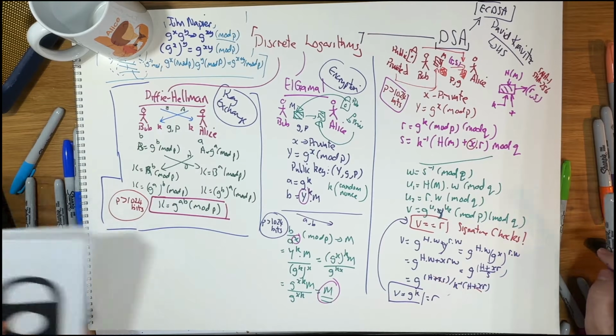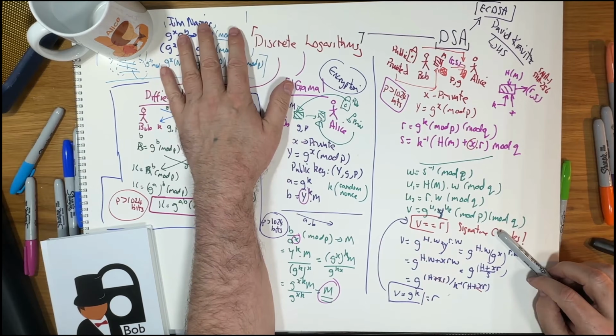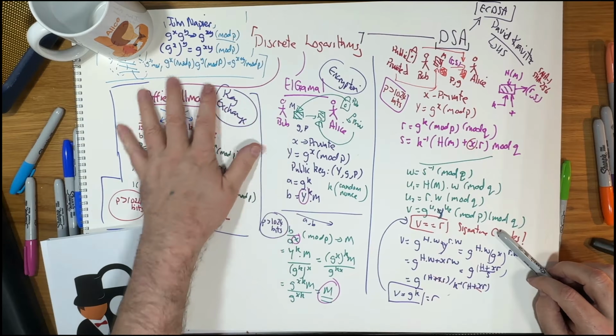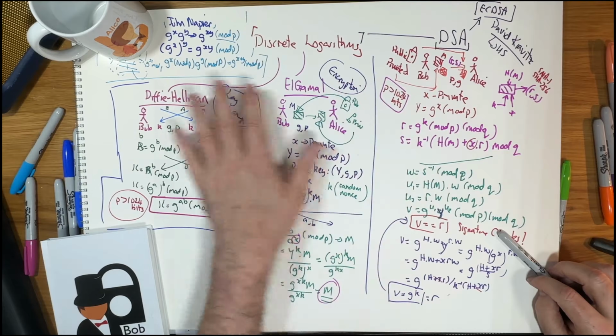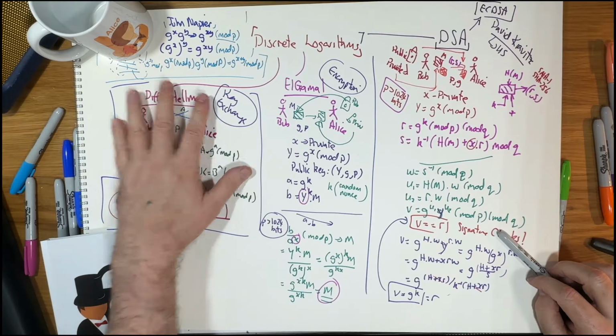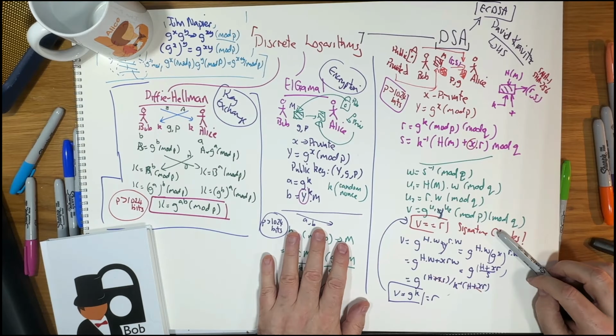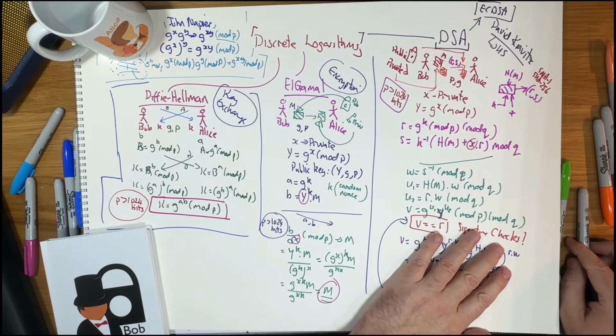So what we've covered is discrete logarithms and how they're actually created. Then we looked at the three main places that we can use discrete logarithms: for key exchange, for encryption with ElGamal, and then with a digital signature.